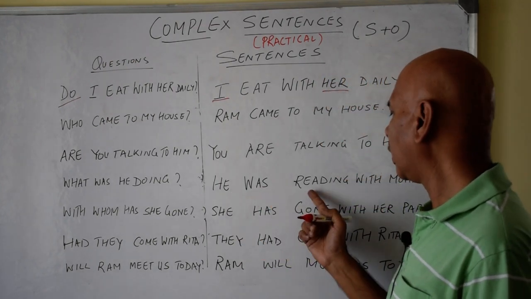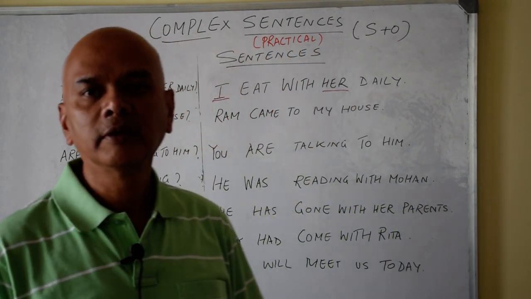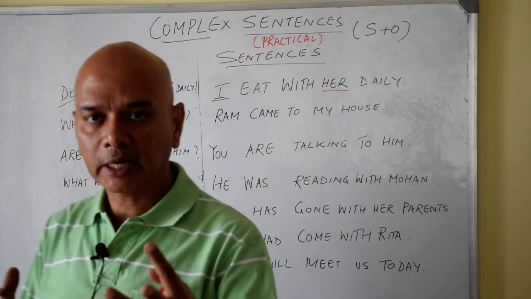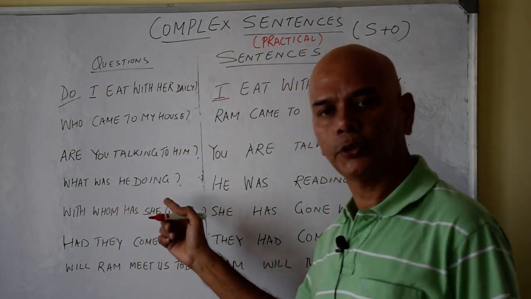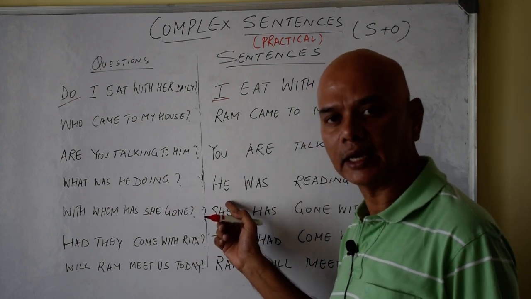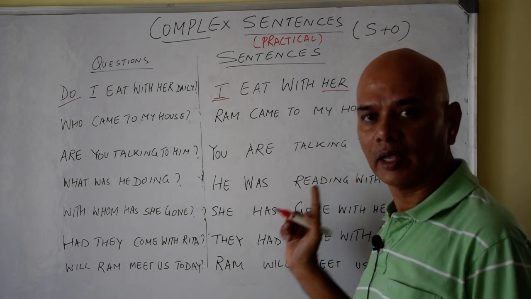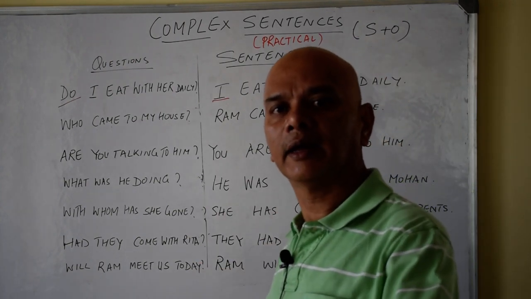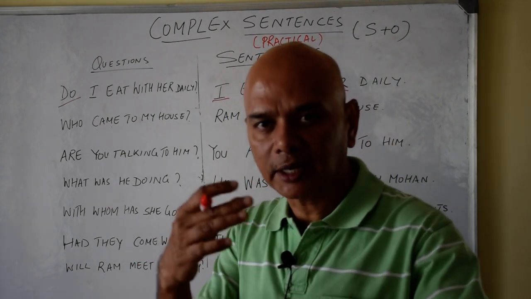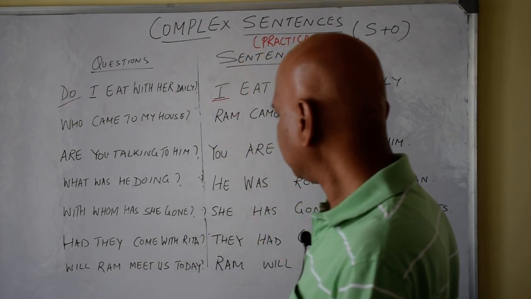Next one, he was reading with Mohan. He is a subject, Mohan becomes an object, verb is reading. So see the question. What was he doing? So the question is pertaining to he. He was reading with Mohan. Where was he reading? He was reading in his house. So it will be subsequent question answer. I will tell you later on when we talk further. Slowly you have to develop the habit.